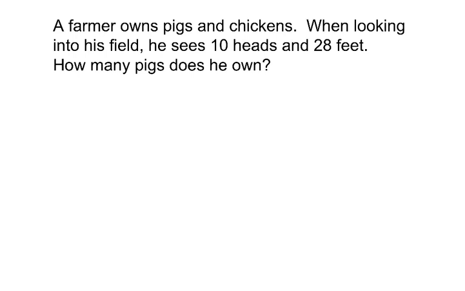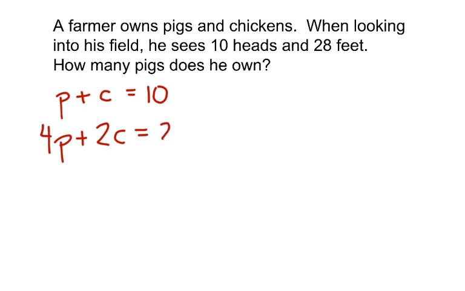We have a certain number of pigs, and when we add that to the number of chickens, that's going to be 10, because there are 10 heads. And each pig has 4 feet, and each chicken has 2 feet. So 4 times the number of pigs plus 2 times the number of chickens will give us the number of feet. And now we have 2 equations and 2 variables, so we can solve this system of equations. Hopefully you remember that from algebra somewhere along the way.